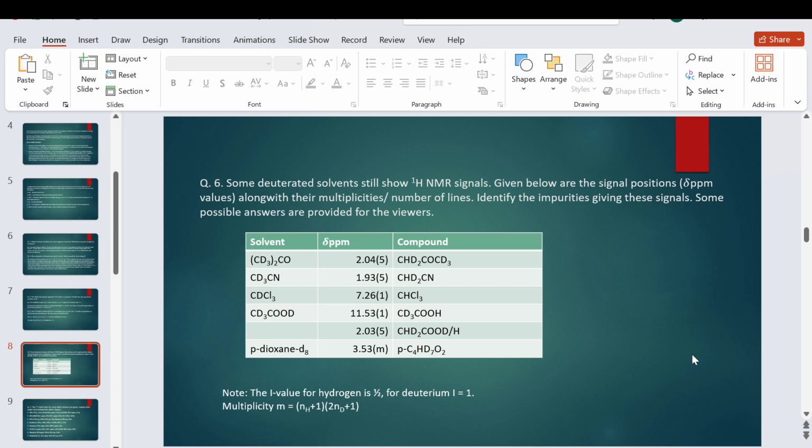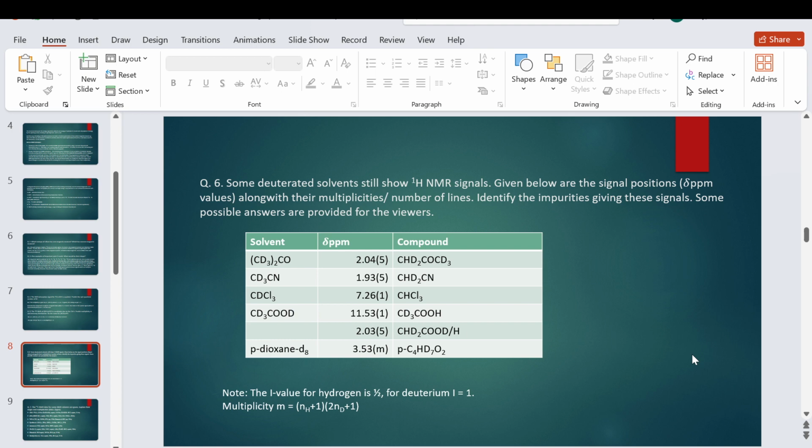Sixth question reads like this. Some deuterated solvents still show proton NMR signals. Given below are the signal positions in delta ppm values along with their multiplicity or number of lines. Identify the impurity giving these signals. Some possible answers are provided for the viewers. CD3COCD3 gives a signal at 2.04, 5 lines. So the impurity is CHD2COCD3.